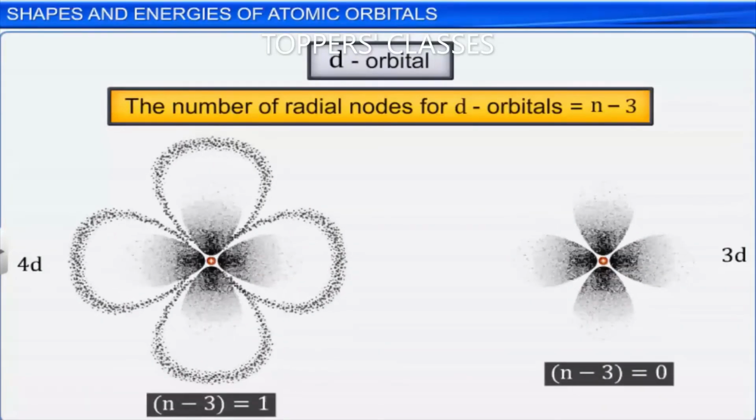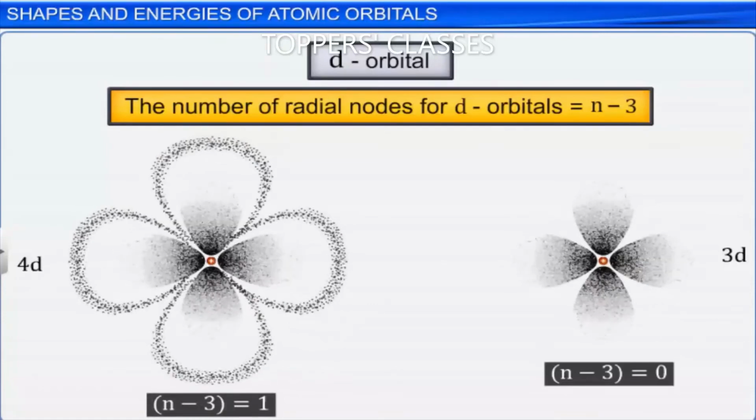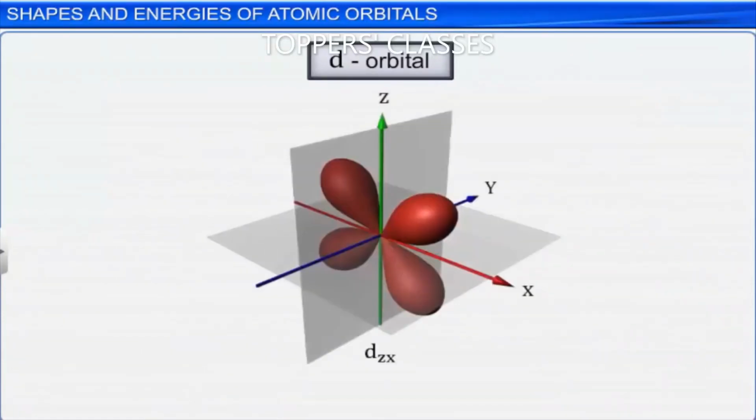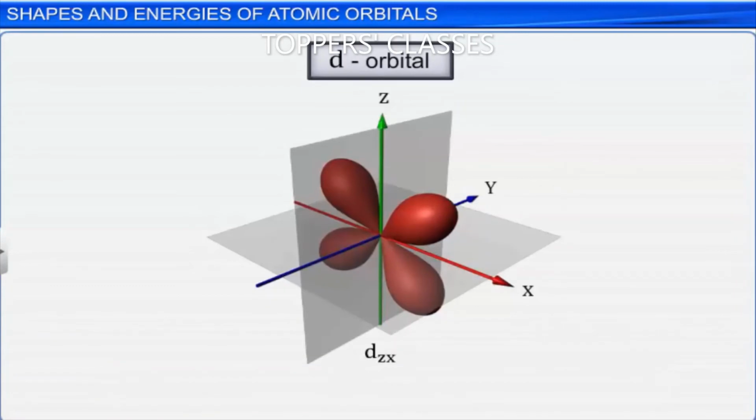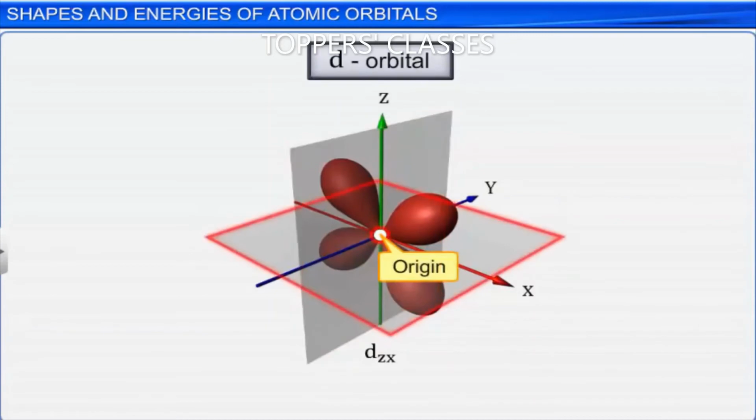On the other hand, the number of angular nodes is equal to the value of l, that is 2. Hence, 2 angular nodes exist for a d orbital. For example, for the dxz orbital, there are 2 nodal planes passing through the origin and bisecting the xz plane containing the y-axis.